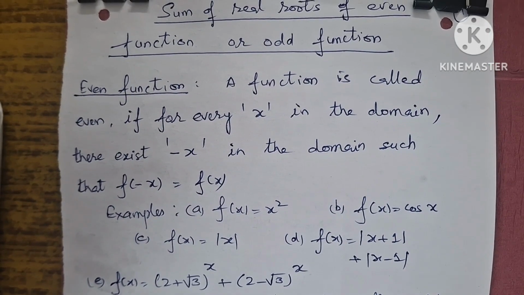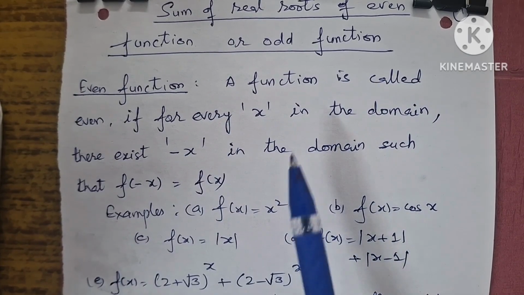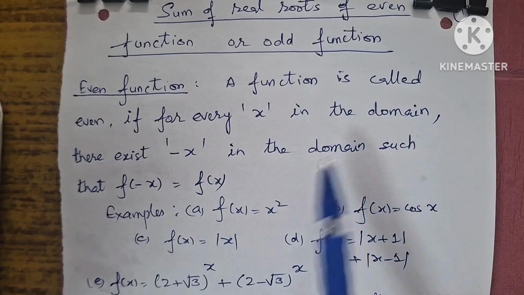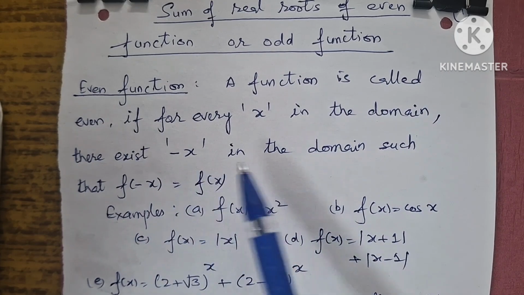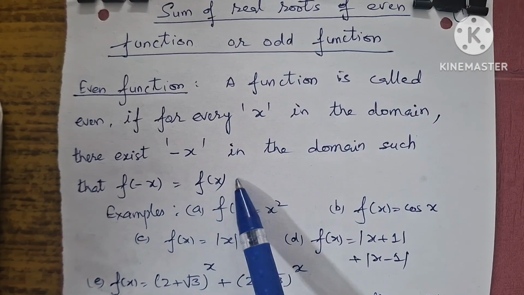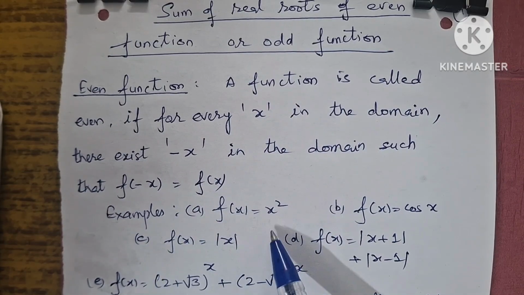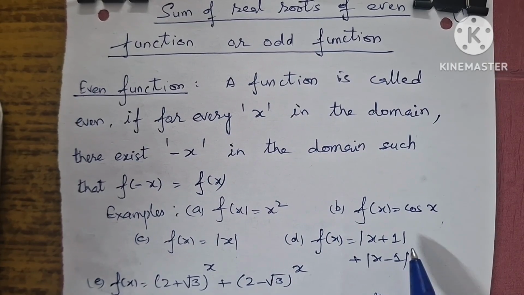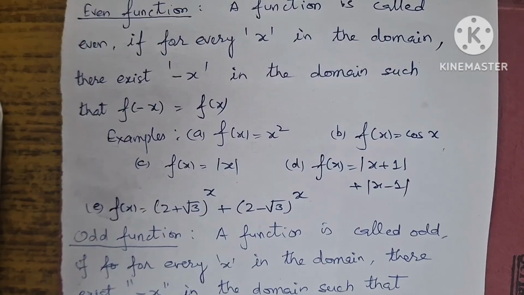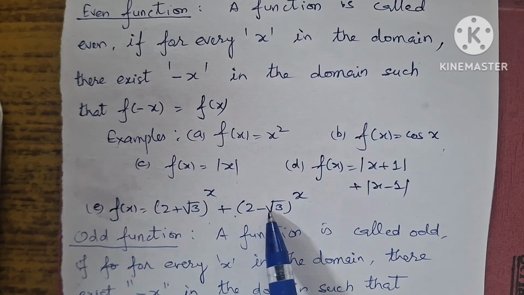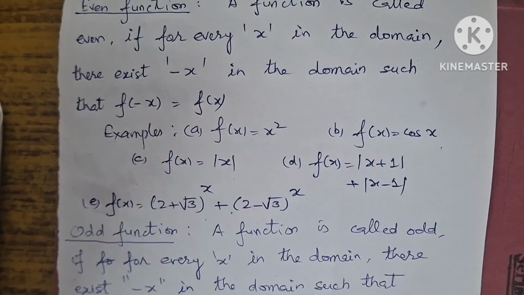Even function: a function is called even if for every x in the domain there exists minus x in the domain such that f(-x) is equal to f(x). Examples are x square, cos x, mod x plus 1 plus mod x minus 1, and (2 plus under root 3) raised to power x plus (2 minus under root 3) raised to power x.